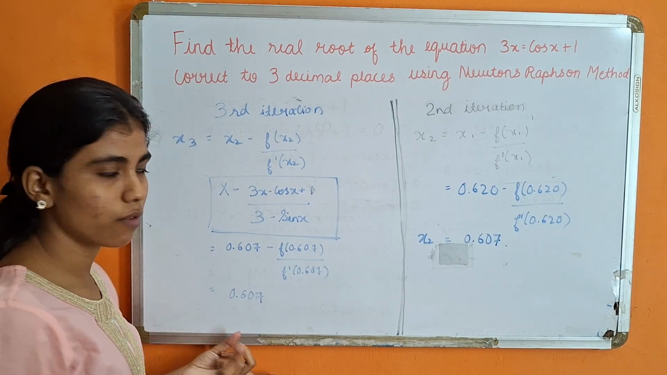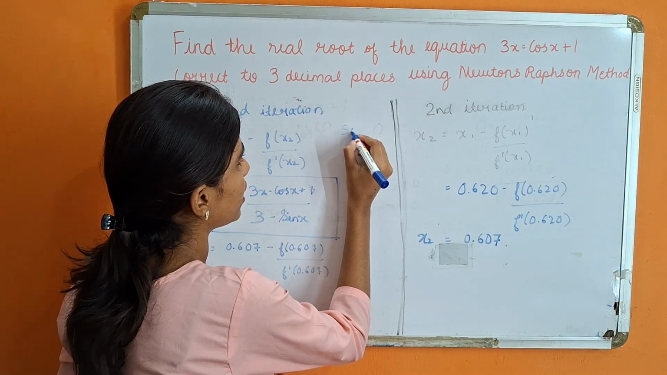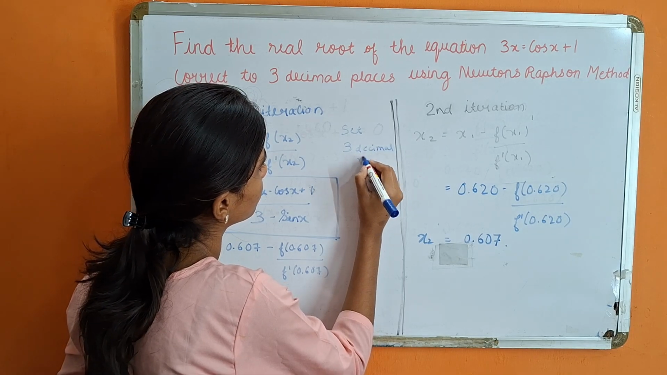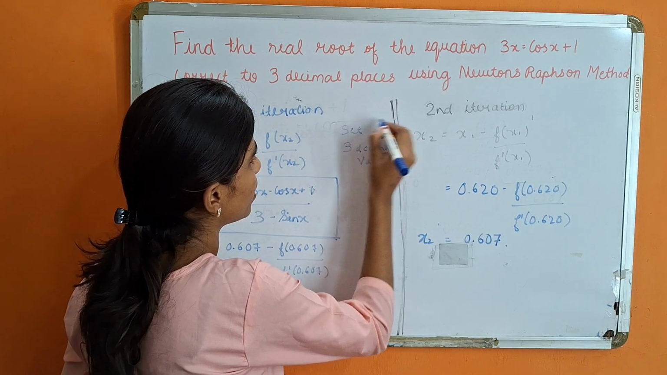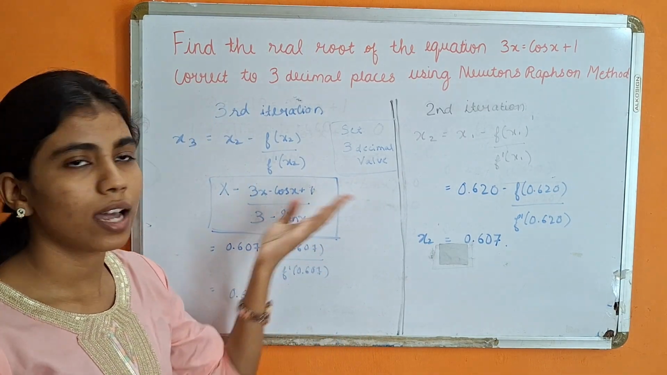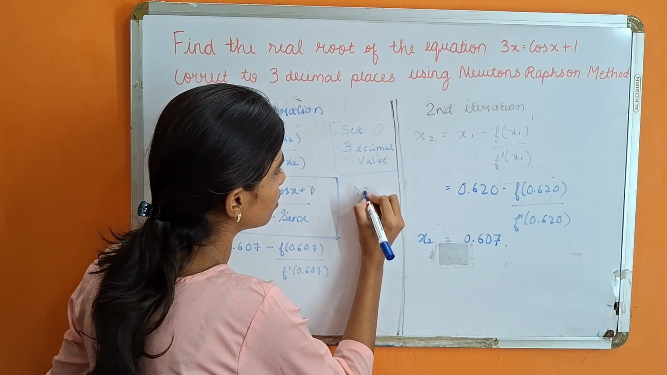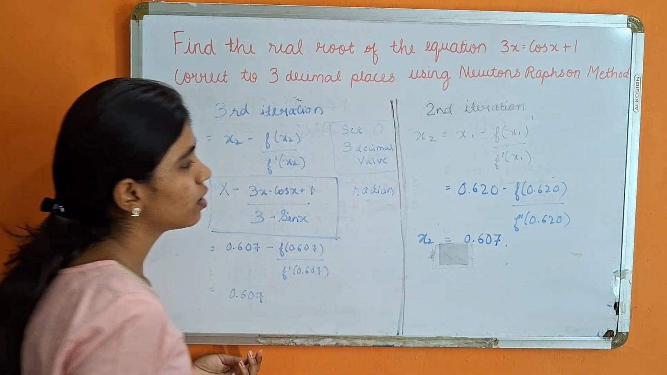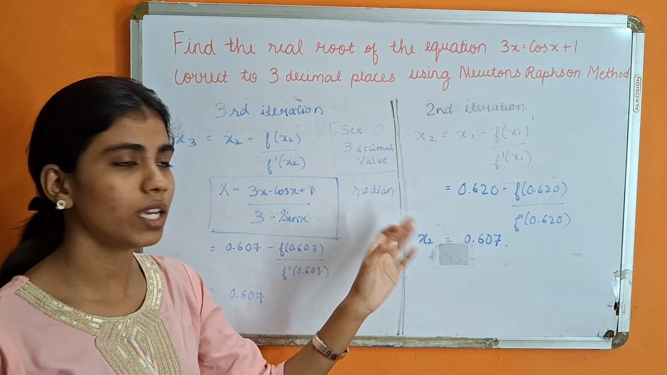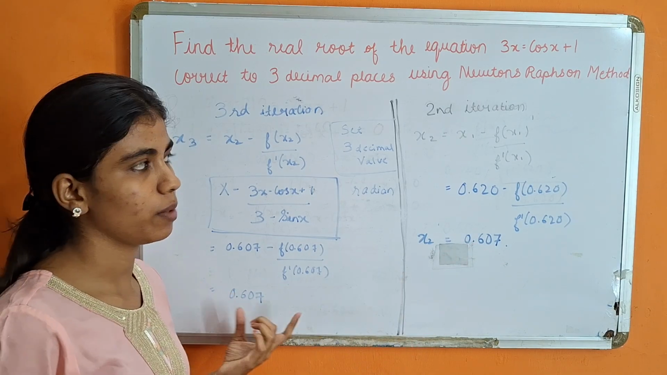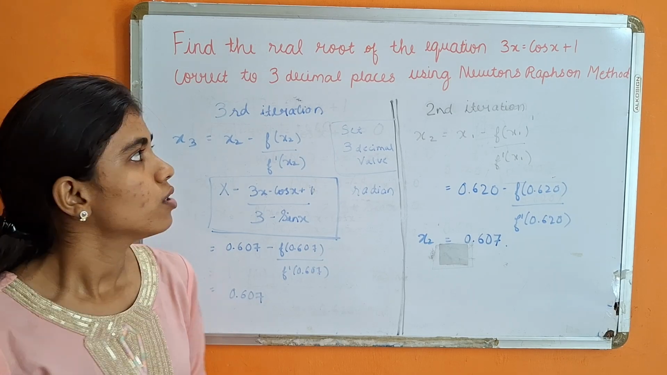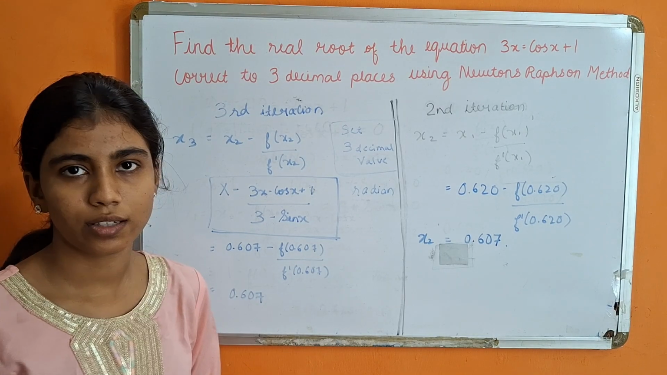One main thing you must not forget is to set your calculator to 3 decimal places. This is very important. Another important thing is to set your calculator in radian mode. Only if you set this properly do you get the correct answers, because in this method you have to get the accurate value, and only then can you stop your iteration. So you got your real root as 0.607.